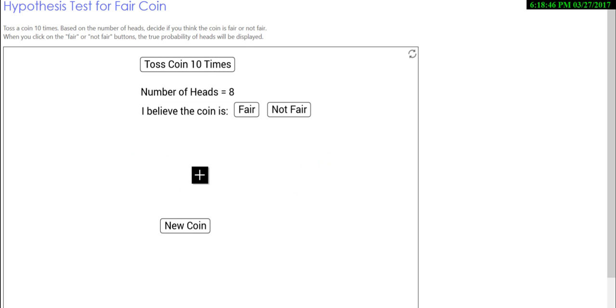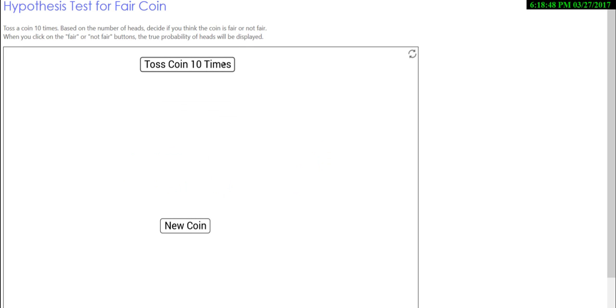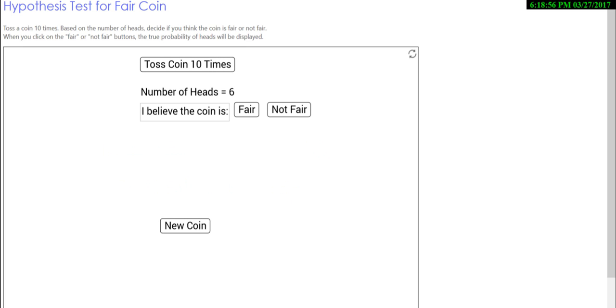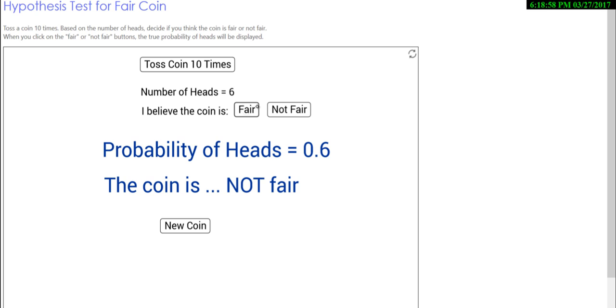Trying to get a fair coin. Oh, here's 0 heads. I probably think that one was not fair. Yep. Okay, so here's a 6. This one's probably fair, hopefully. No. So this one's a fair coin.